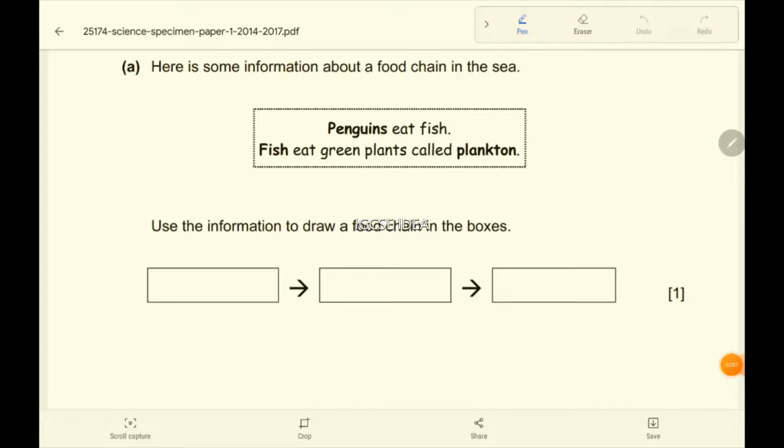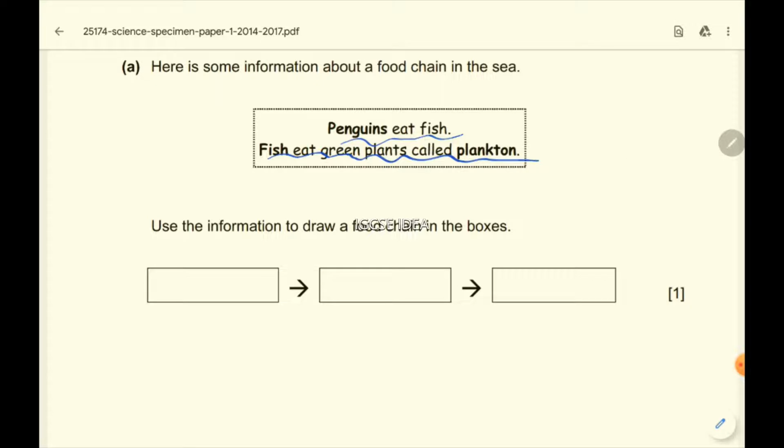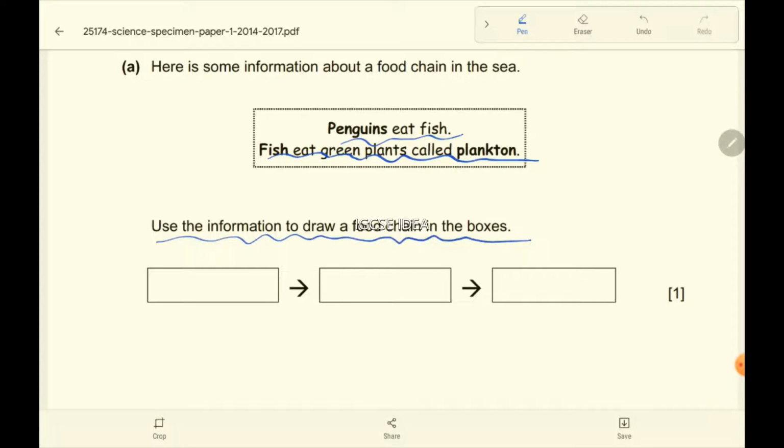Question 9. Here is some information about a food chain in the sea. Penguins eat fish. Fish eat green plants called plankton. Use the information to draw a food chain in the boxes. Okay, so the producer is the first, and then it's the primary consumer.